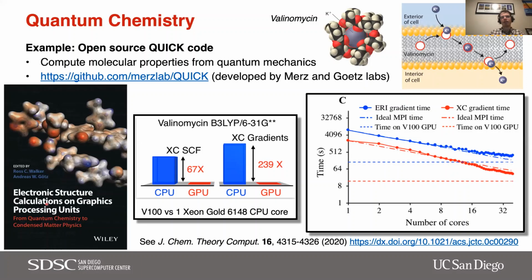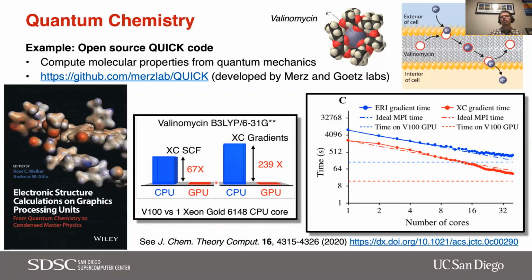A bunch of years ago, we edited a book about electronic structure calculations on graphics processing units. So, there's a bunch of different codes that have been ported that explain what they've been doing. So for QUICK itself, for different pieces of the calculation that we need to do, we get quite a decent speed up. So that's the speed up with respect to single core, right?